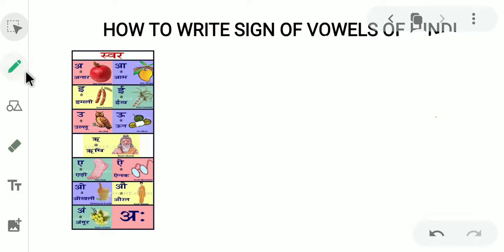Now I'm going to tell how to write the sign of Re. I'm going to tell how to write the sign of Re. Re, you can sign like this. So it is the sign of Re.